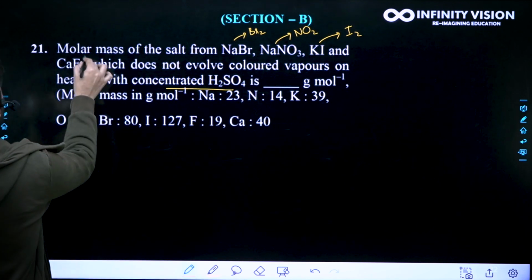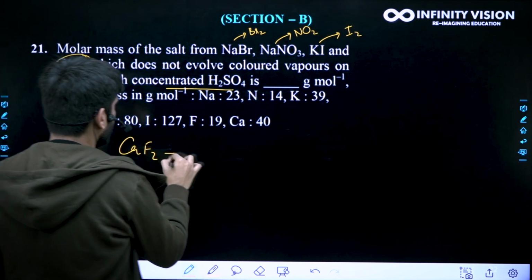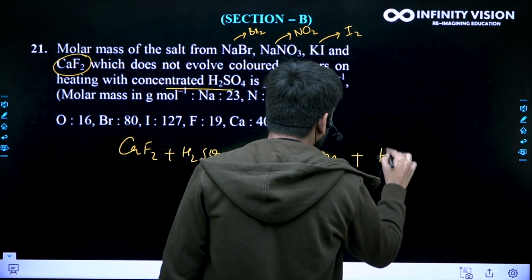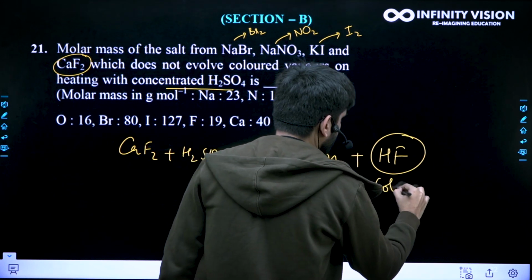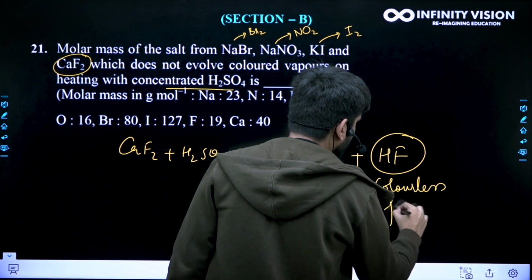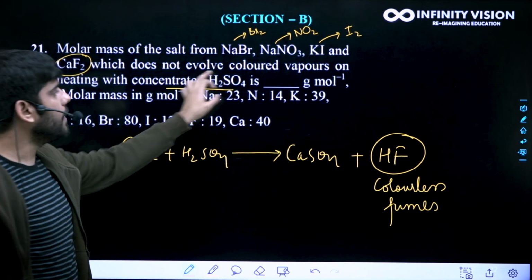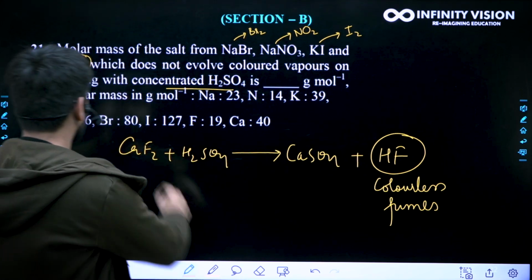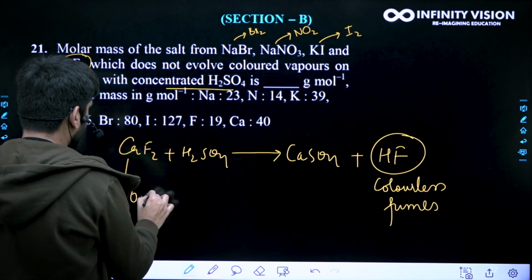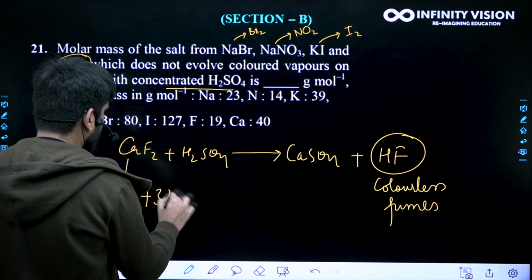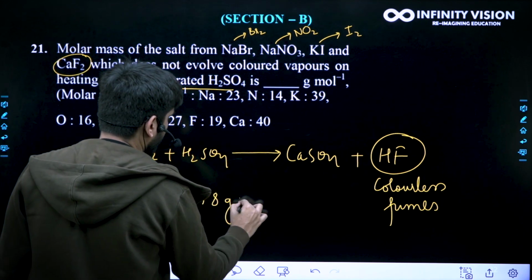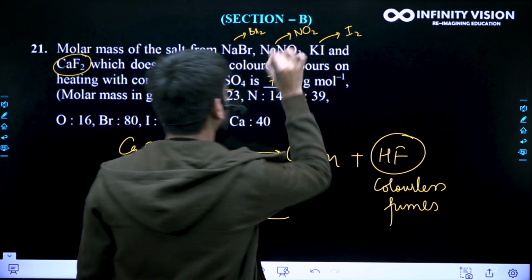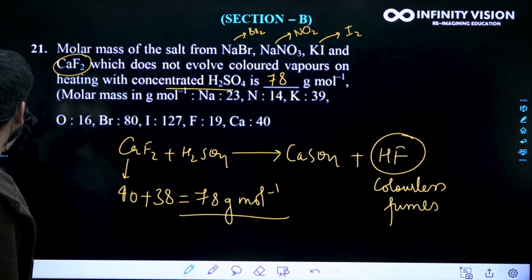Now CaF2, when it reacts with H2SO4, what do we get? We get calcium sulfate, plus we get the fumes of HF. These are colorless fumes of HF, so no colored vapors. And they're asking you the molar mass. So let us calculate the molar mass. Calcium is 40 and fluorine is 19, so 2 times 19 is 38, which gives you 78 gram per mole. So 78 gram per mole is the answer. I hope this is clear. Let us discuss the next question.